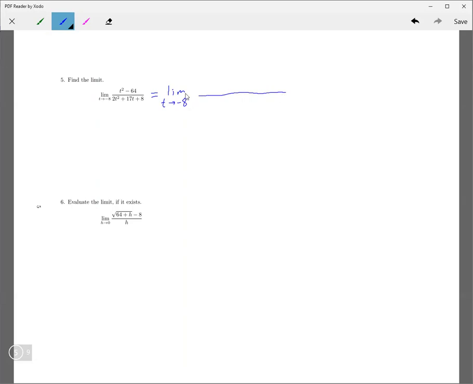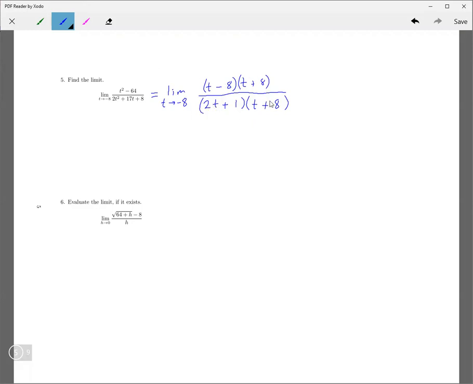So what you're going to do is factor the numerator. That's t minus 8 times t plus 8. And you factor the denominator. That's 2t times t minus 8, and t plus 8, and 2t plus 1. Yeah, that works.